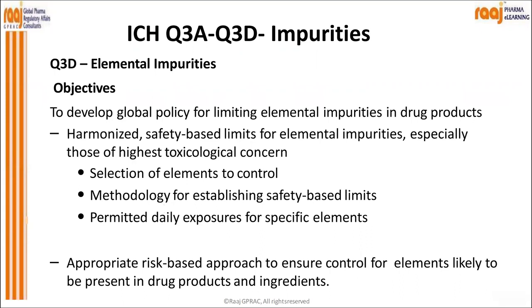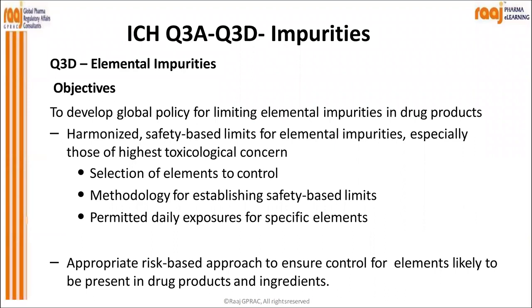Q3D elemental impurities. You might have heard the story of Maggi. The lead content was very high. That's why Maggi was banned from Nestle, and that is why it has become very popular. In our day-to-day life also, we are consuming lots of medicine, and we don't know how much elemental impurities are going into your body, which may be toxic in later stages of your life, which may cause cancer and other diseases.